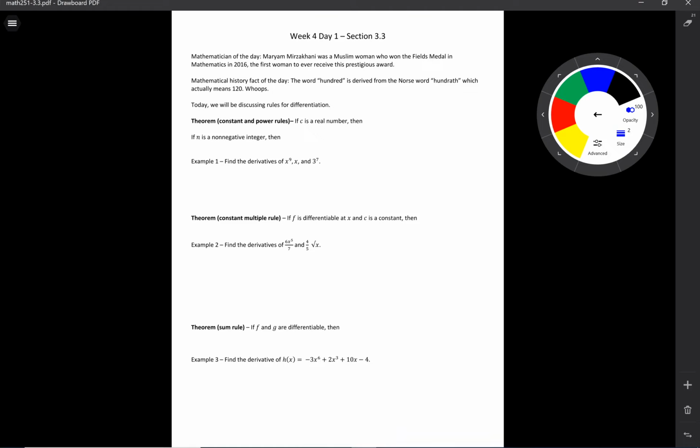Today, I think you're really going to like this lesson. It's going to make derivatives a lot easier to find, so I think you're going to enjoy this lesson today.